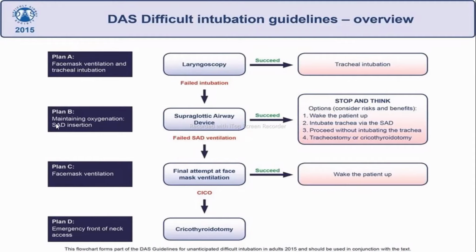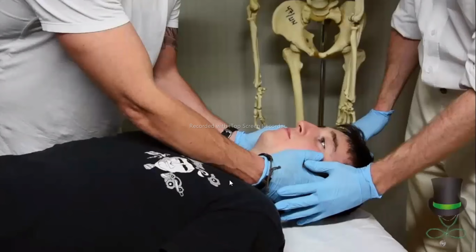Plan B: maintain oxygenation with a supraglottic airway device. If that fails, you can go for face mask ventilation. If that fails, you can go for emergency front of neck access, meaning a surgical airway. Surgical airway means cricothyroidotomy, either needle or surgery. In trauma, you will add manual inline stabilization. You will be behind the patient and do manual inline stabilization. If you find this option in the scenario, you can choose it.